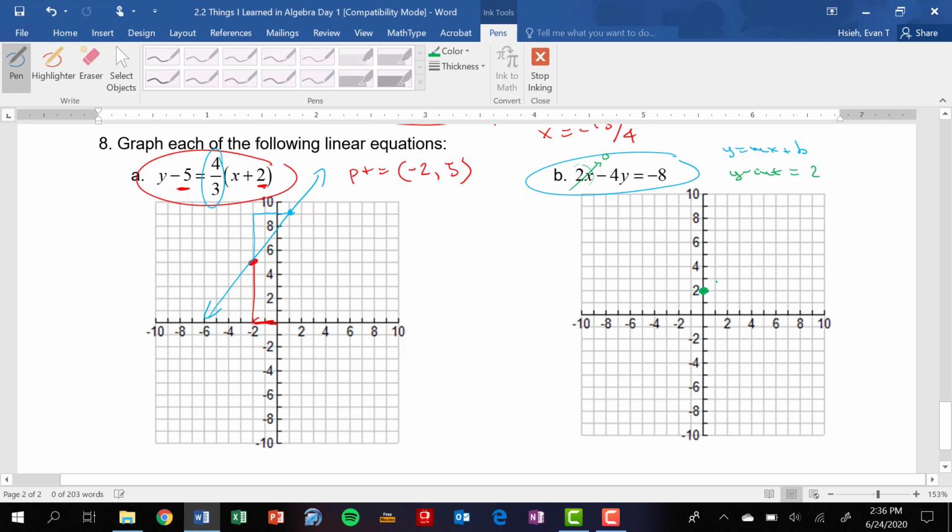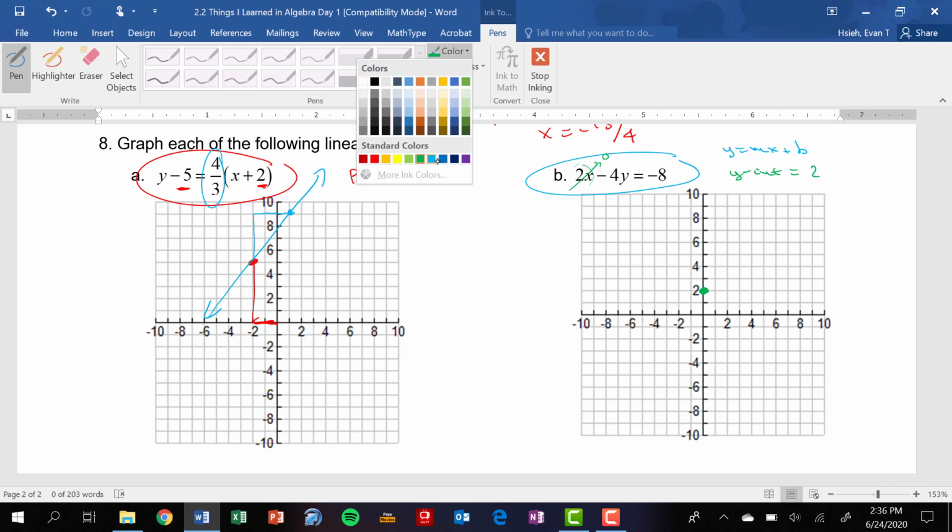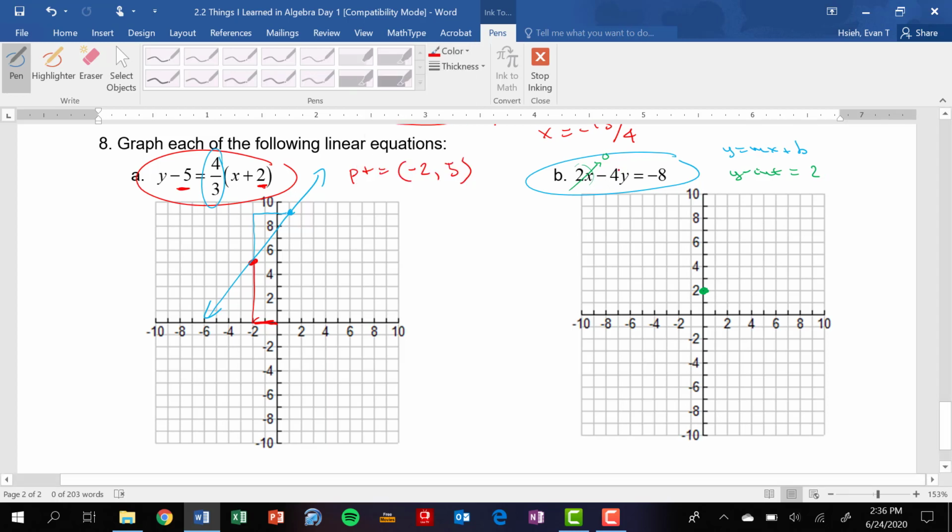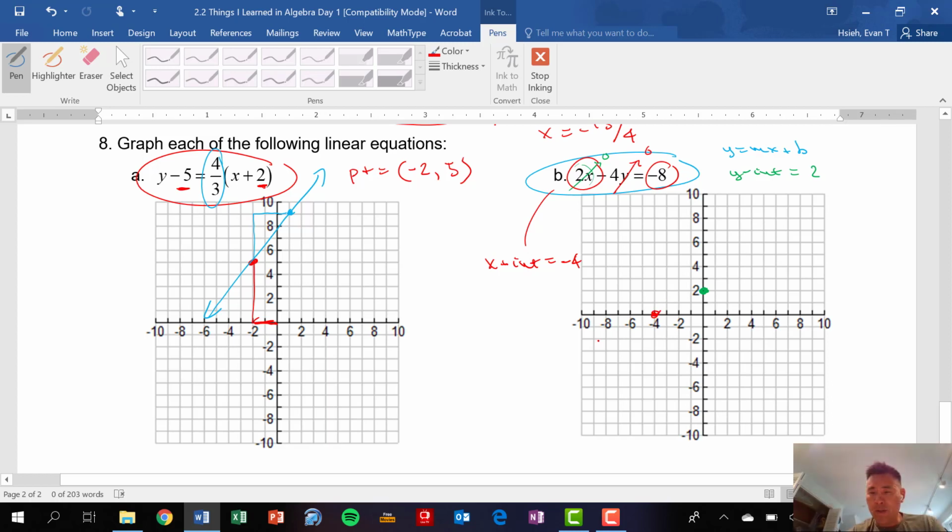So there's my y-intercept. And then I can go ahead and do my x-intercept by making this equal 0, and this is going to still be here. So now my x-intercept is going to be equal to negative 4. And so negative 4 is right here. There's my two intercepts, connect the dots, and there's the line I can draw between there, and I just graphed the equation of that line.